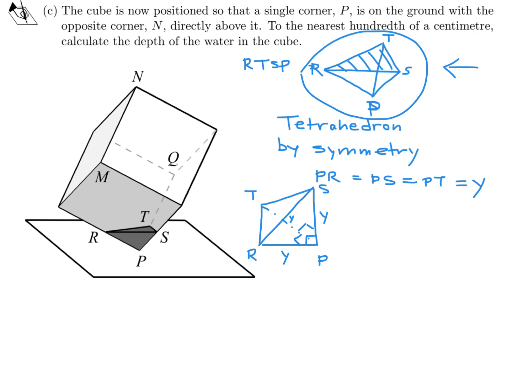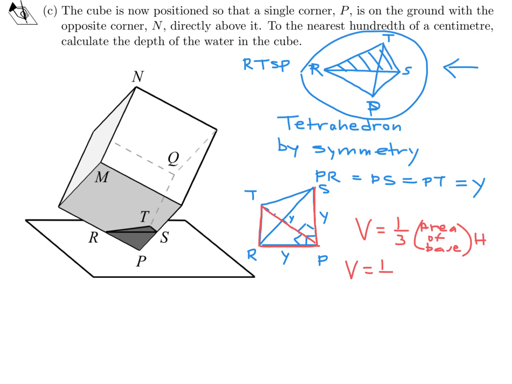So the volume of a tetrahedron is as follows. It's 1/3 times the area of the base, whatever you choose as a base, and then you multiply it by the height. So in this case, I will choose the base to be just triangle PRT. So I'll choose this to be the base. And then since that's flat on the ground, the height can be from P to S.